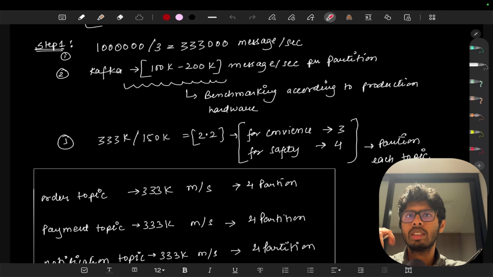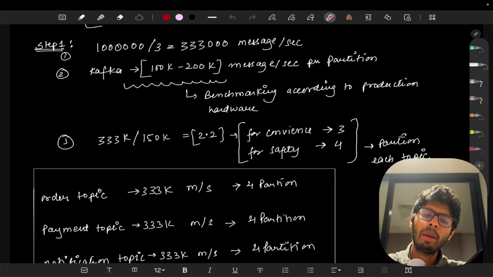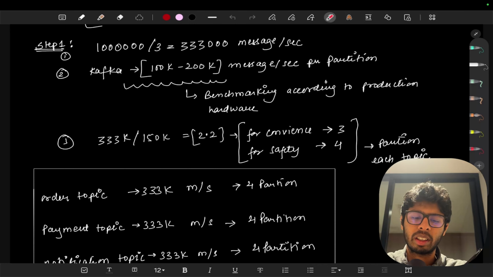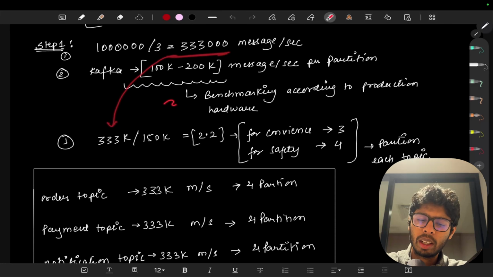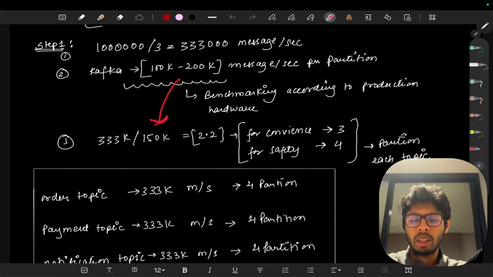Or secondly, you can say that according to the benchmarking of Kafka, I'm taking this number: each partition can handle up to 100k to 200k requests every single second. I'm talking about partitions, not topics. Now we know that there are three topics and each partition can handle 100k to 200k requests per second. If we take an average, we get 150k requests. On each topic we are getting 333k requests, and I don't know yet how many partitions there are, but each partition can handle 150k requests.